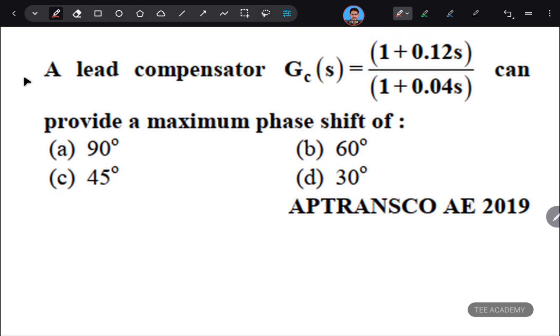This question is from compensators. A lead compensator Gc(s) is equal to (1 plus 0.12s) divided by (1 plus 0.04s) can provide a maximum phase shift of. So phi m we need to calculate, the maximum phase shift. This is also a formula based answer. So let's see the solution for this problem.